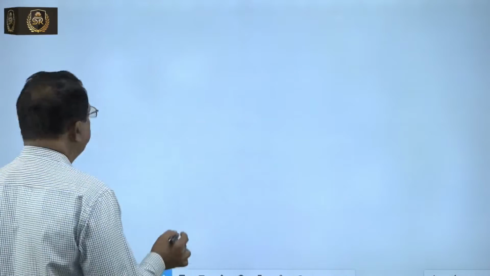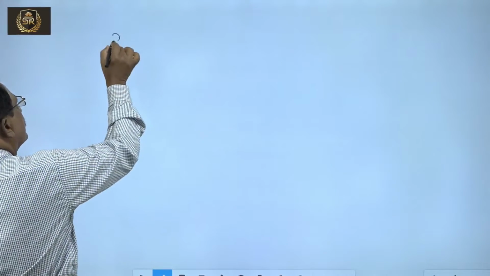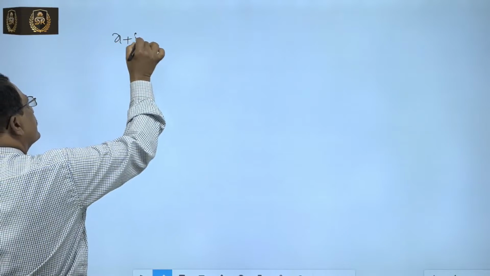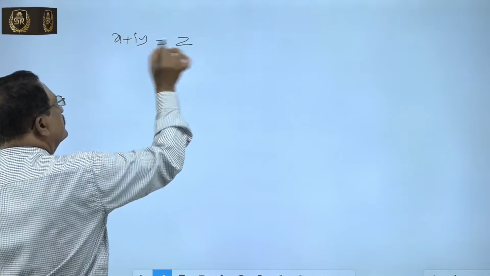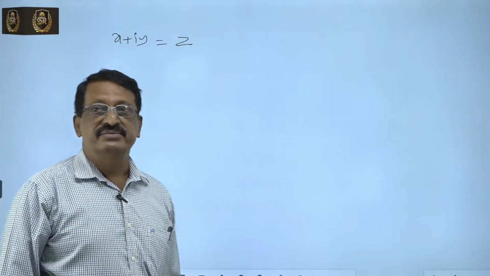Next, the complex number x plus iy is always denoted by z.